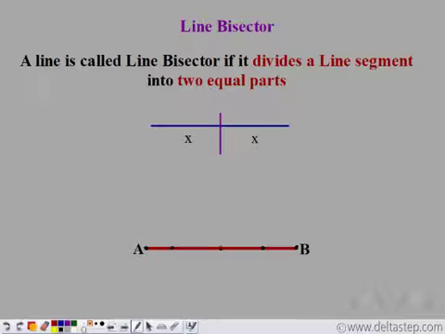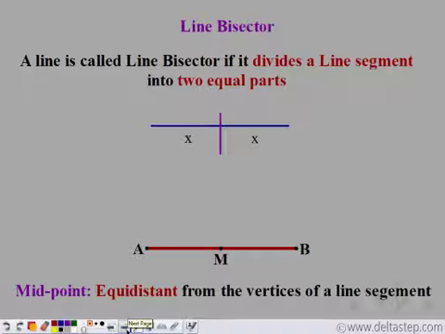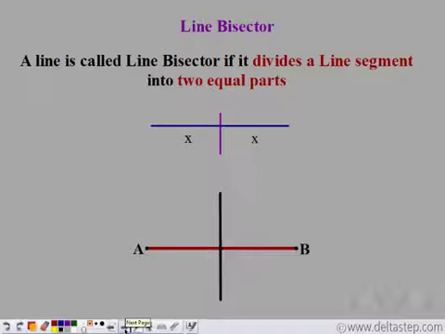Now this point is equidistant from A and B. This distance is equal to this distance. So this point is called the midpoint of AB. Midpoint is equidistant from the vertices of a line segment. So M is the midpoint of line segment AB. Now we can draw our line bisector through M. This is the line bisector. It divides AB into two equal parts. This part is equal to this part.